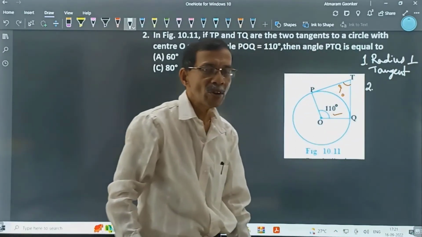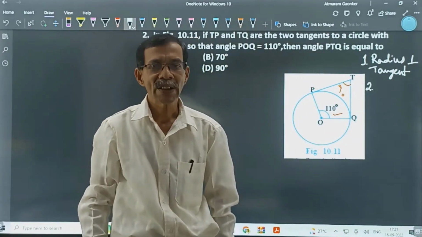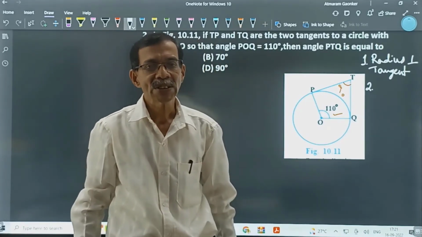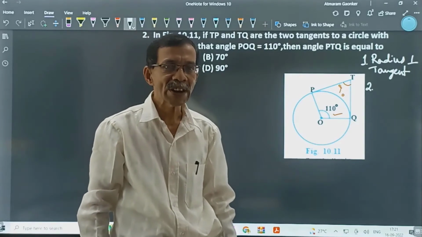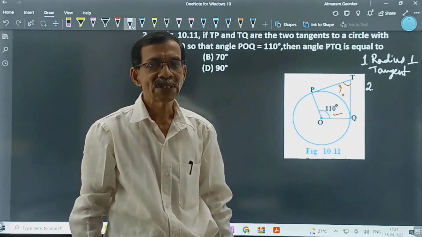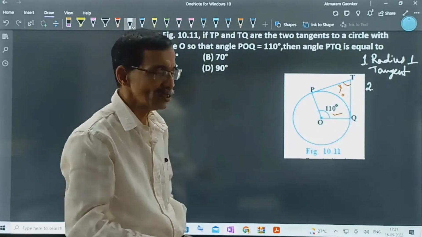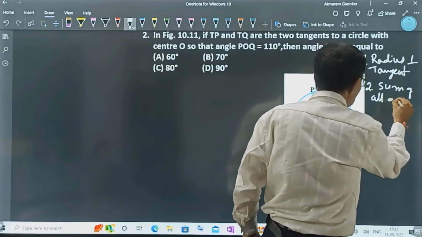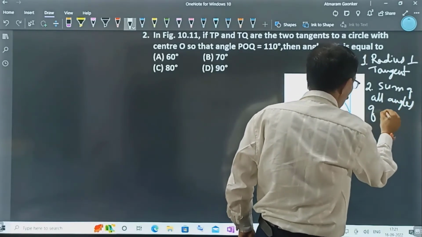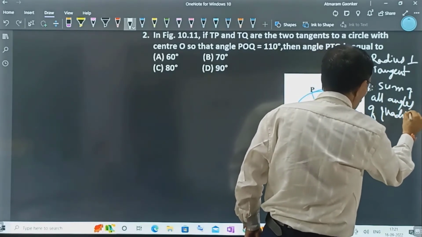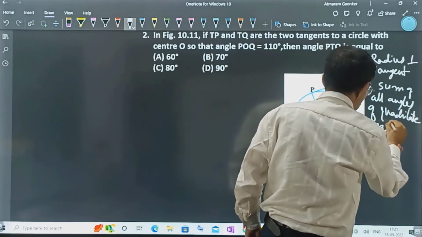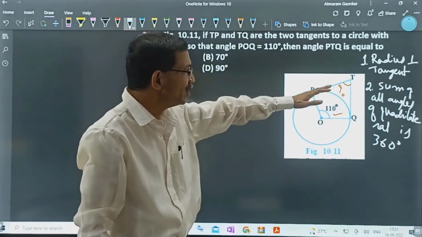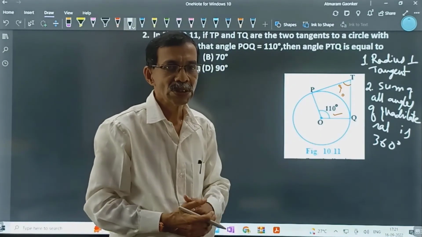Number 2, you have to note down that a quadrilateral means a figure with 4 sides. The sum of angles of any quadrilateral is given as 360 degrees. That concept we will use here. So the sum of all angles of a quadrilateral is 360 degrees. These two concepts we will use in solving this question.